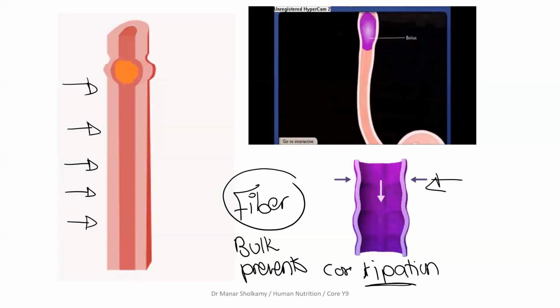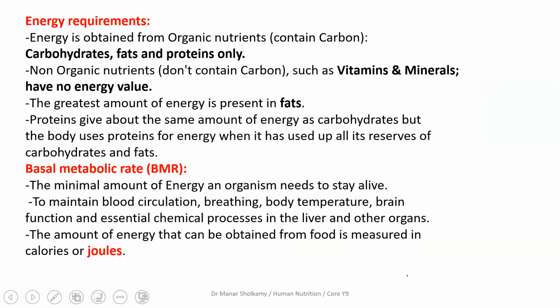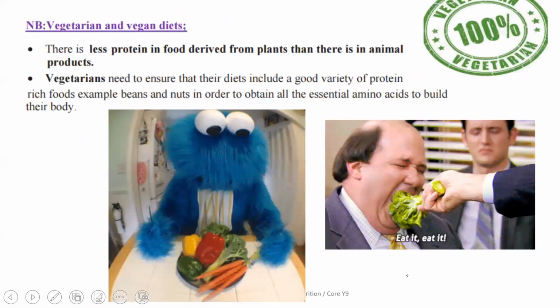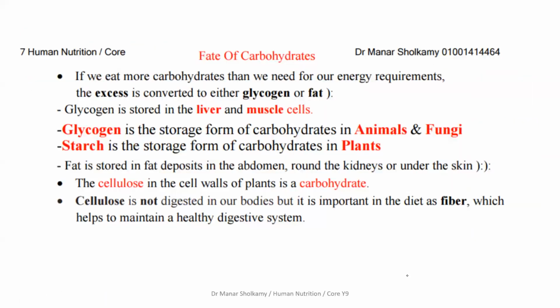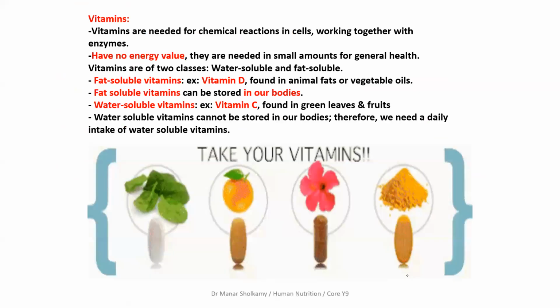Why do I have problems in excretion? Because my food is very soft. It is not encouraging my digestive system to move. Okay, so I cannot go to the bathroom.